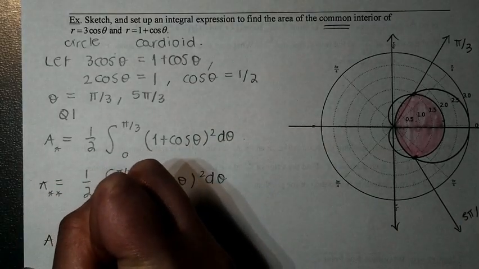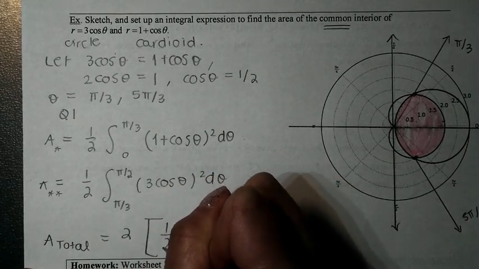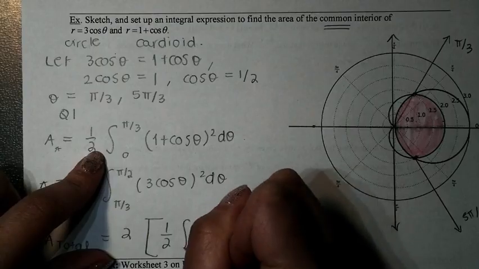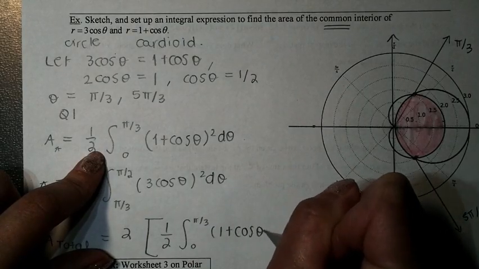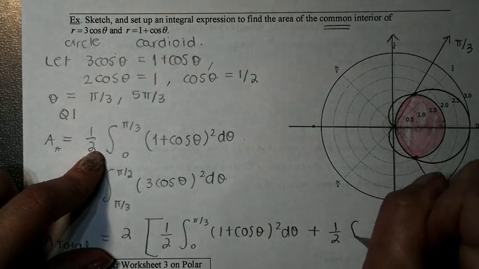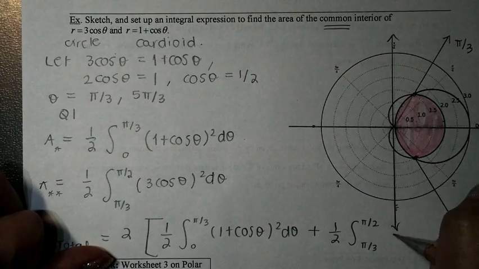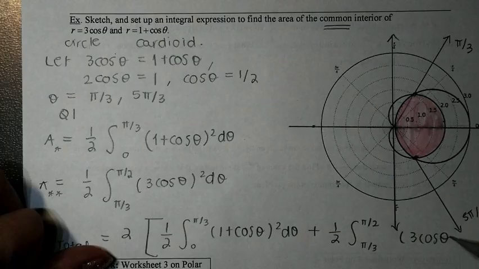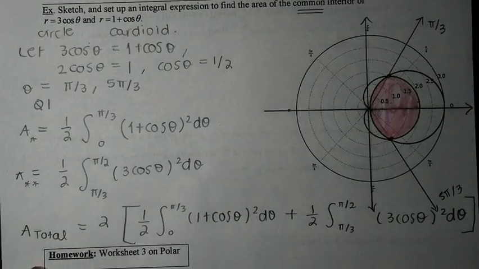The area of the total situation is going to be 2 times the first one that we have over here, 1/2 integral from 0 to pi over 3, 1 plus cosine theta, all of this squared, d theta, plus 1/2 integral from pi over 3 to pi over 2, 3 cosine theta squared, d theta, and we finish with this.